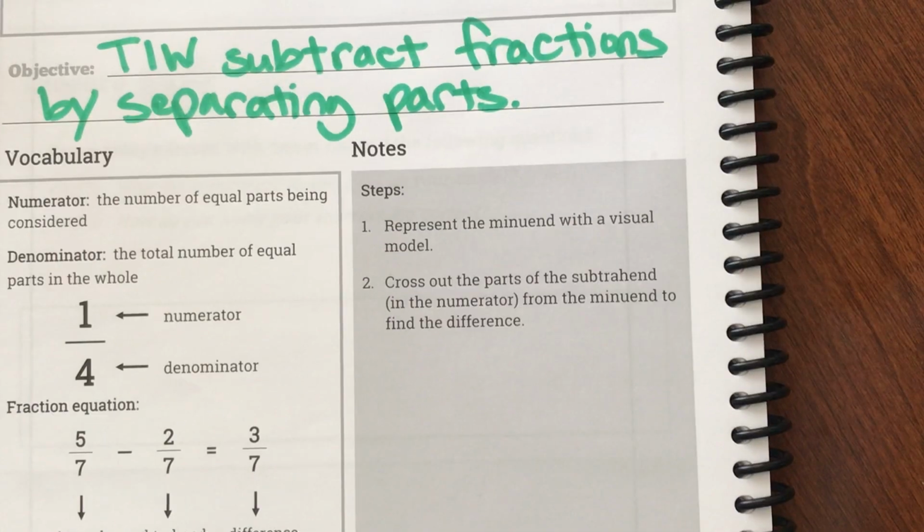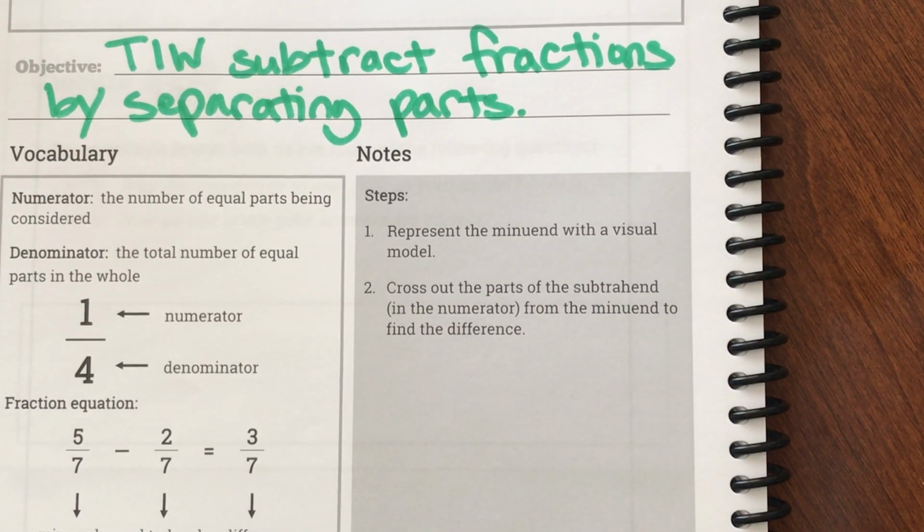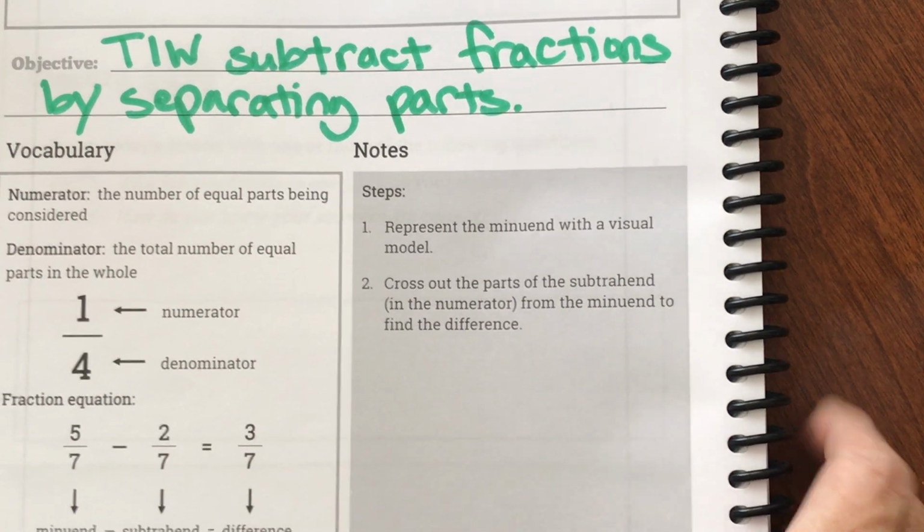Okay, our steps are going to be exactly like they were with the joining parts, except now we're going to be crossing out parts. So we're going to represent the minuend, which is our first number. It's what we have with the visual model. And then we're going to be crossing out the parts of the subtrahend. It's what we're taking away from the minuend. Okay, so what does this actually look like?